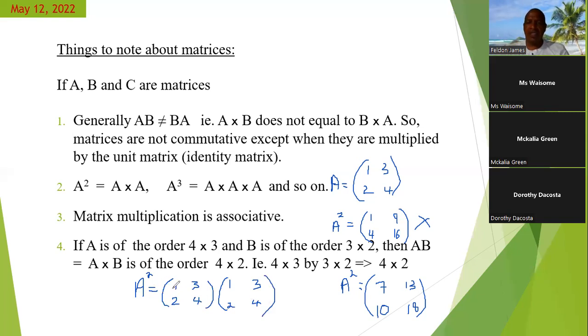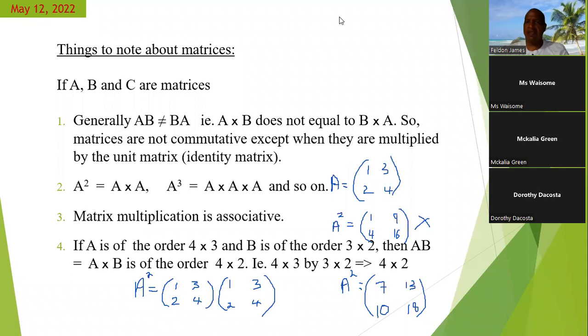So we would have 1 times 1, 1, 3 times 2, 6, plus 1 gives you 7. Now for this one, we would do the first row with the second column. So 1 times 3, 3. 3 times 4 is 12. 12 plus 3 will give you how much? 15.